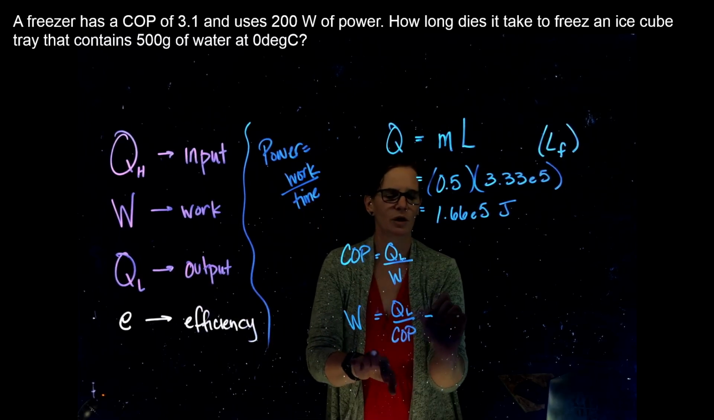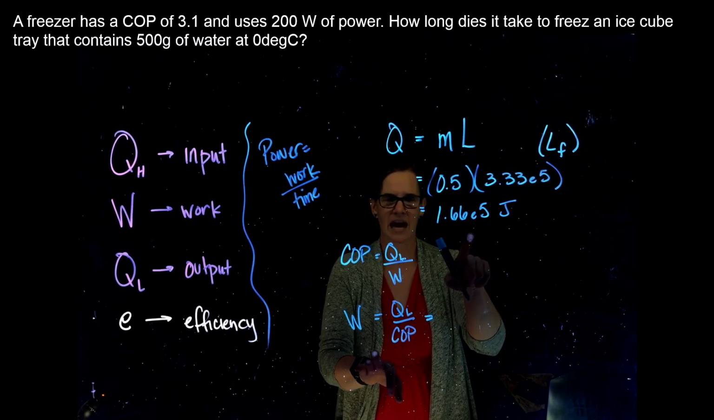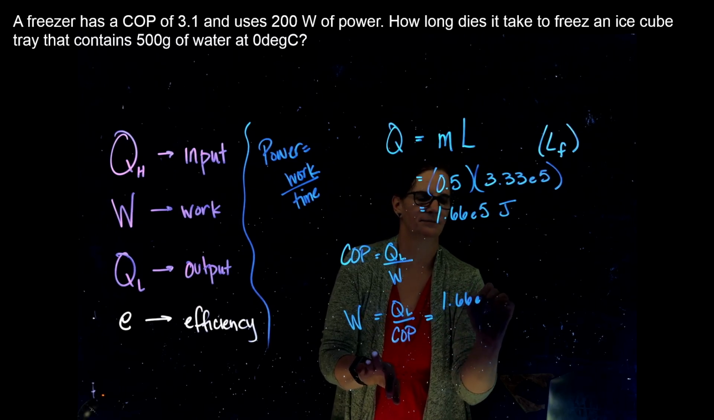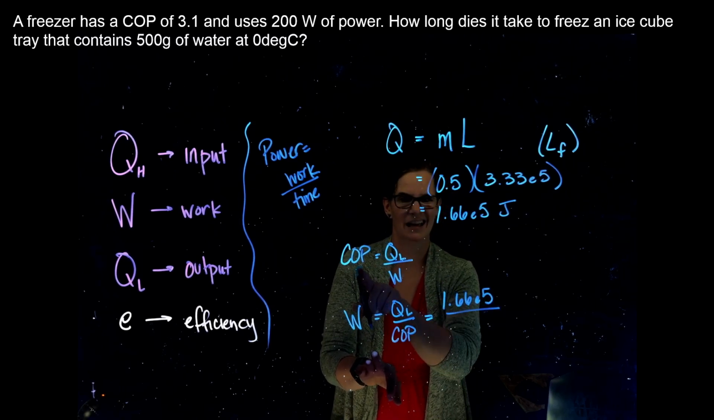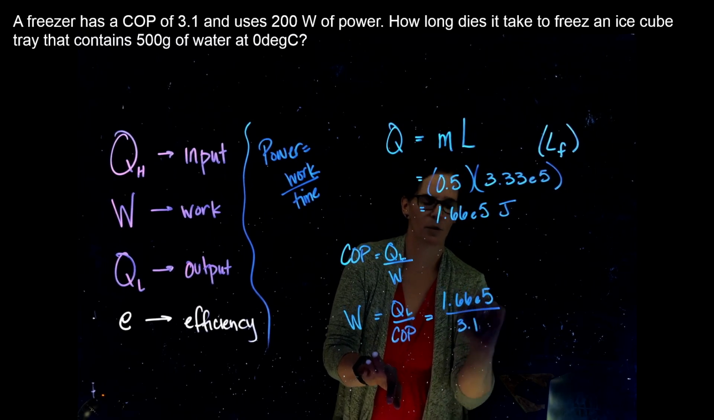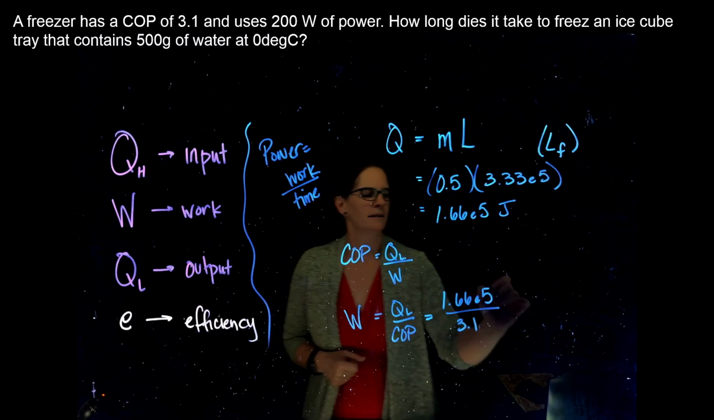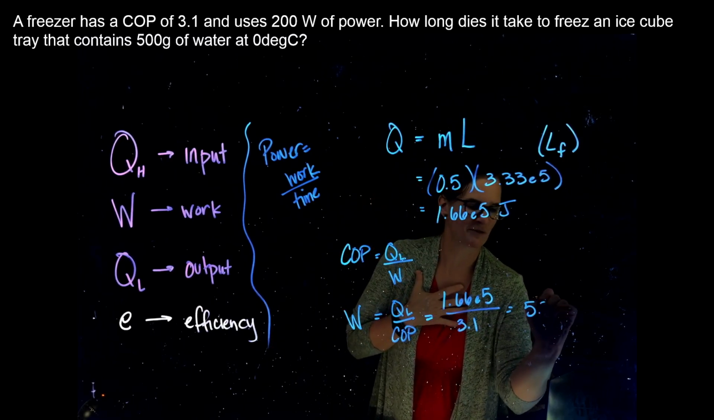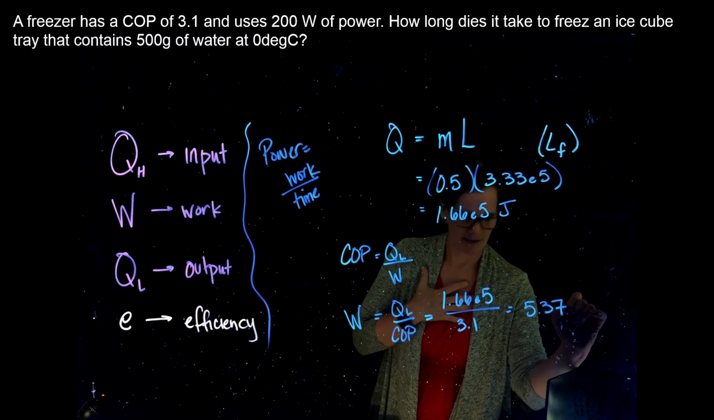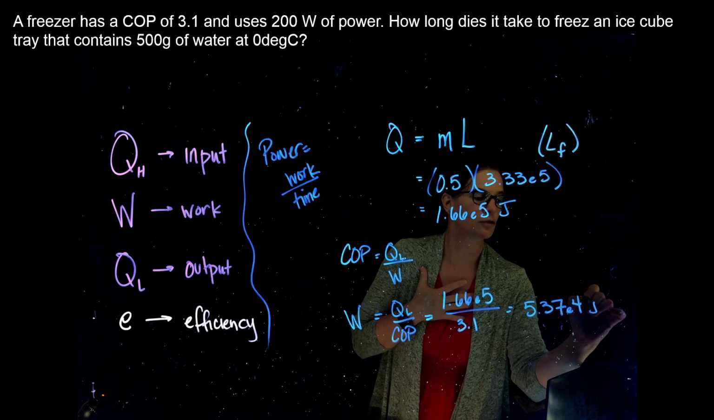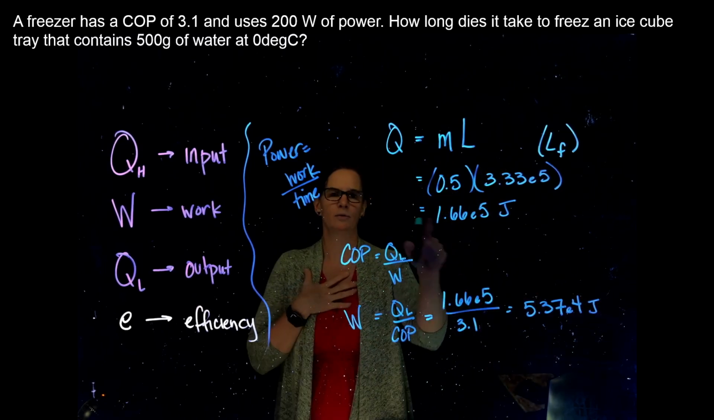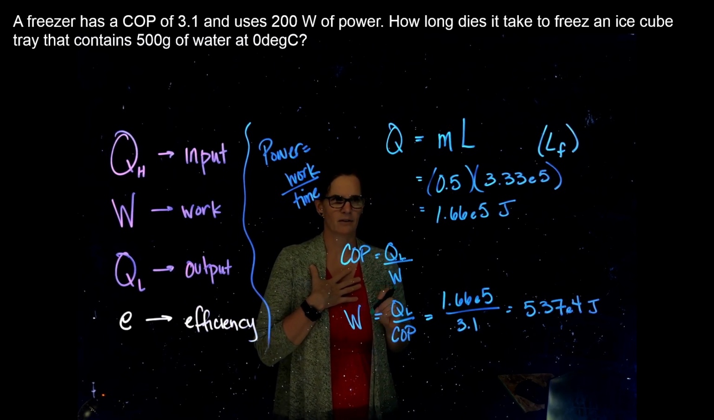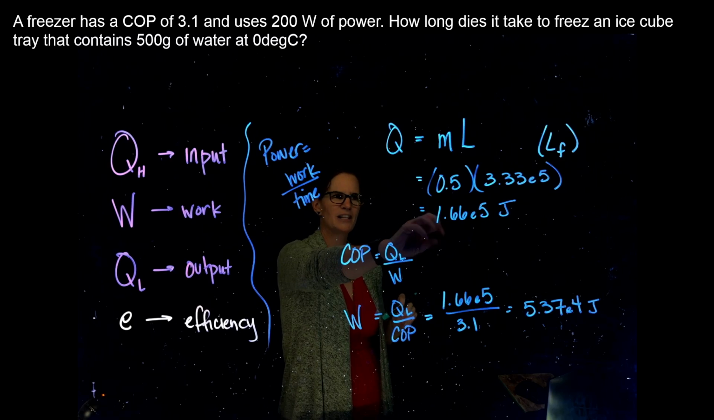So how much work will it take to get rid of that heat? Since I need this much heat, and I run at an efficiency of 3.1, how much work do I need to do? We need to do, or the freezer, 5.37 times 10 to the 4th joules of work to cool that ice enough that it fully freezes. All right, so we first have to determine how much heat needs to be removed.